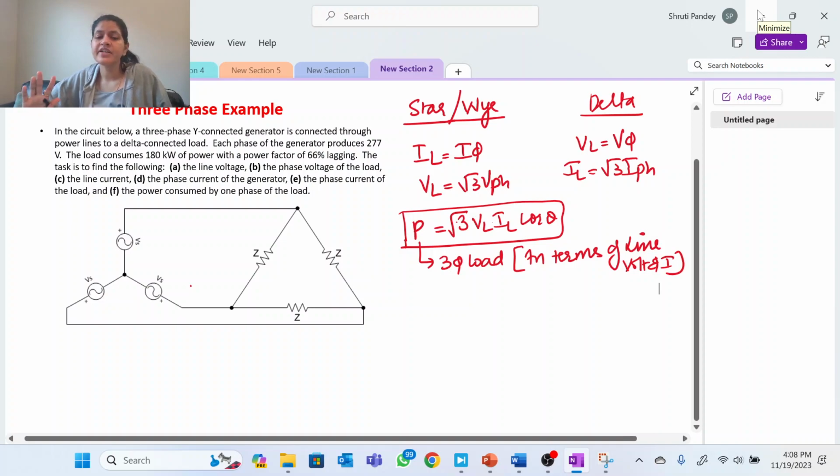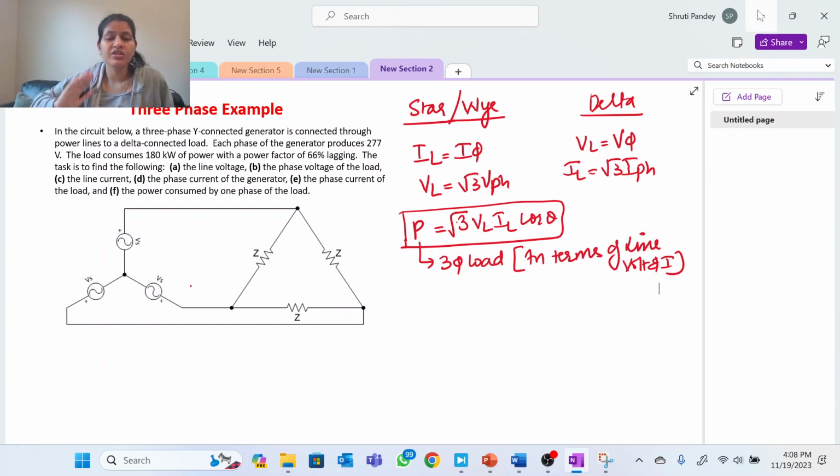In the last video, we already discussed the basic concepts of star and delta voltage and current. Now we are going to take a very basic example. I have noted down the terms which we derived in the previous video.